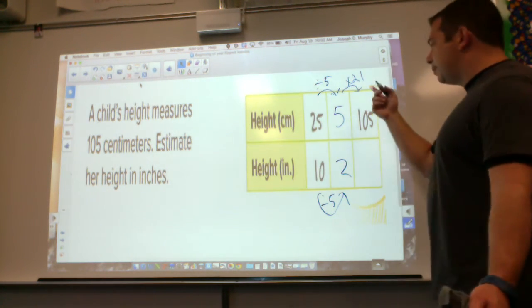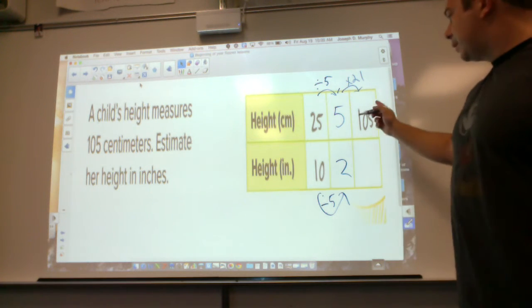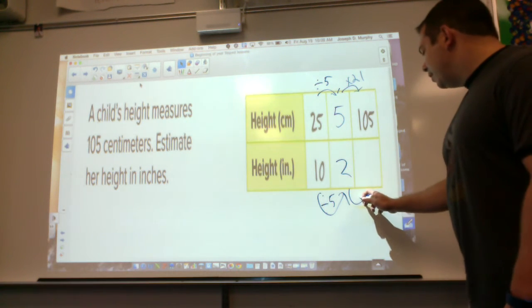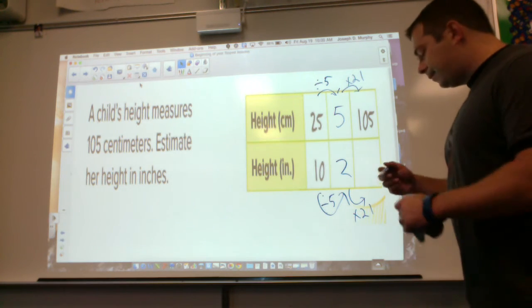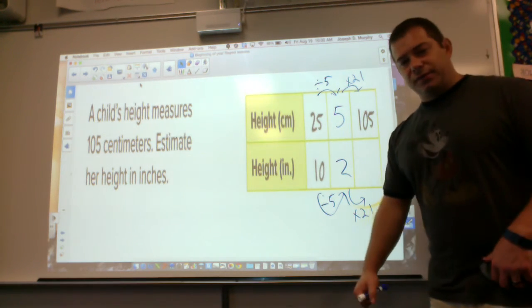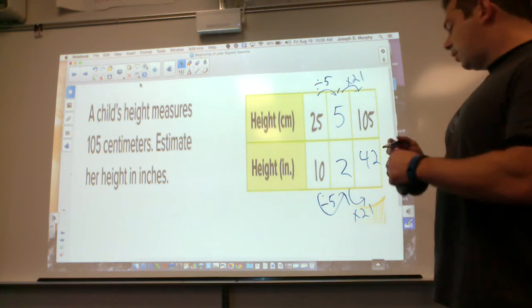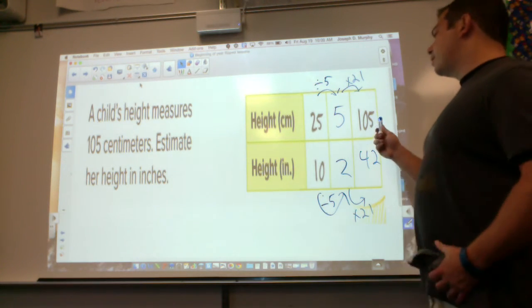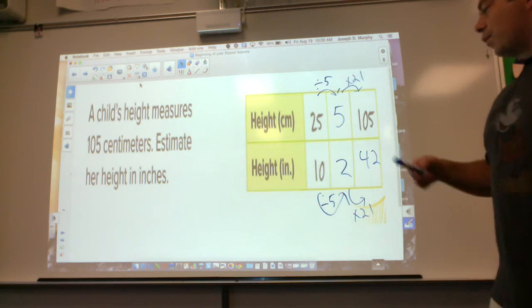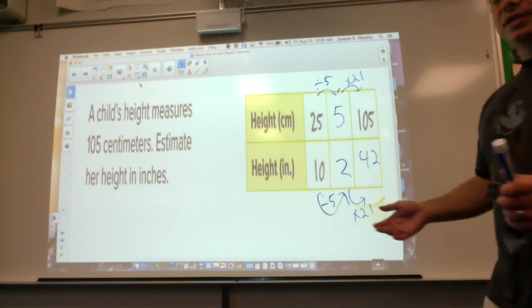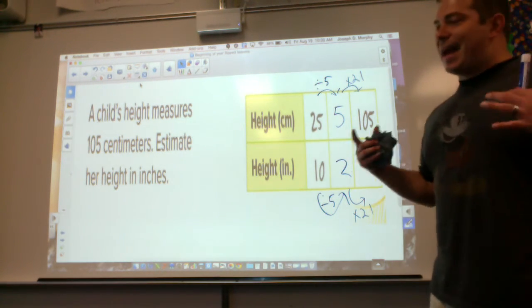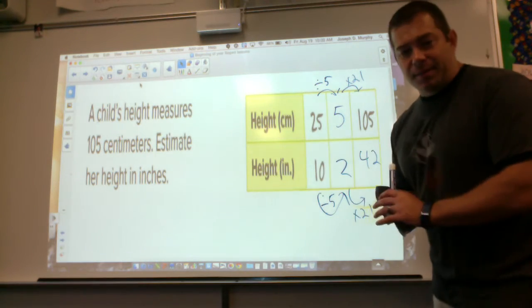That's a large number, but we did it. 5 times 21 is 105. So what do I have to do to my bottom? 2 times 21. 2 times 20 is 40, and one more 2 makes 42. So if you are 105 centimeters, you're about 42 inches. We use scaling to figure that out. That's a little complicated. You have to think outside the box and then put it inside the box.